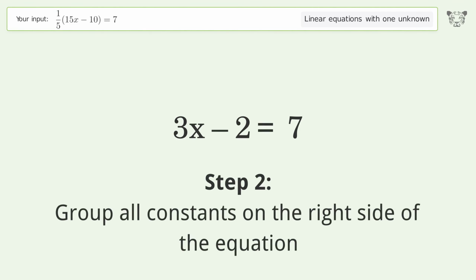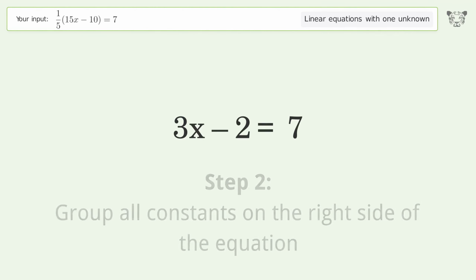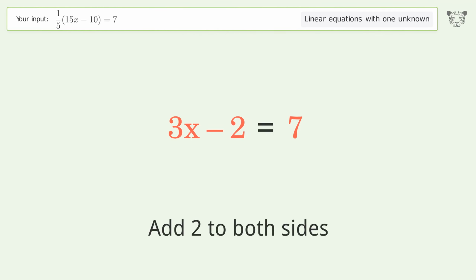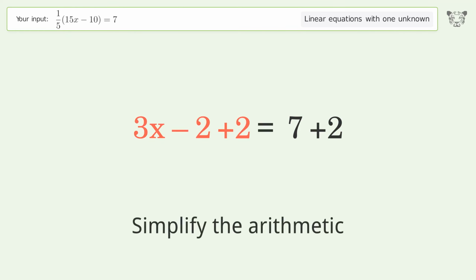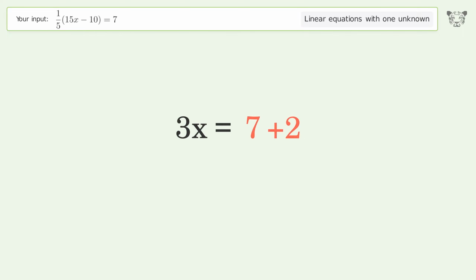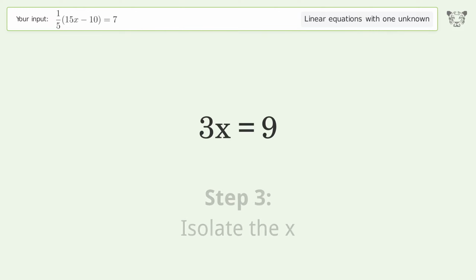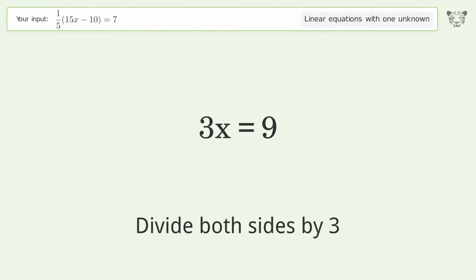Group all constants on the right side of the equation. Add 2 to both sides. Simplify the arithmetic. Isolate the x. Divide both sides by 3.